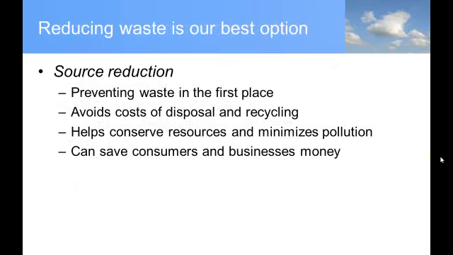Reducing waste is a good option for managing waste. Source reduction is simply preventing the waste from being generated in the first place. It avoids the cost of disposal and recycling, helps conserve resources, reduces pollution, and can save money.